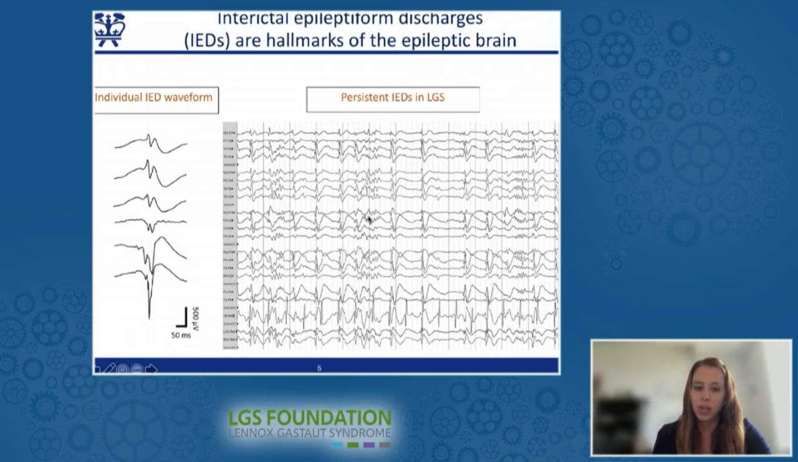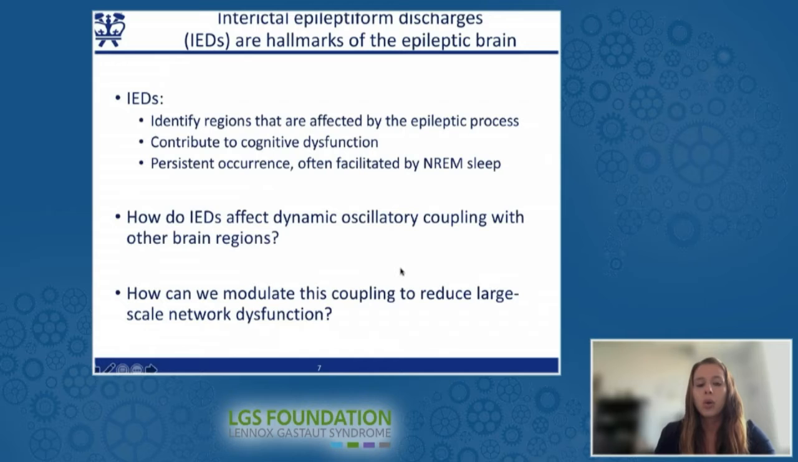In patients with LGS, such as the example on the EEG that I'm showing here, IEDs are typically frequent, repetitive, and they can even be nearly continuous at times. And this provides even more potential disruption to the network. So we know that IEDs define the regions broadly that are part of the epileptic network, and they're also known to contribute to cognitive dysfunction in patients with epilepsy.